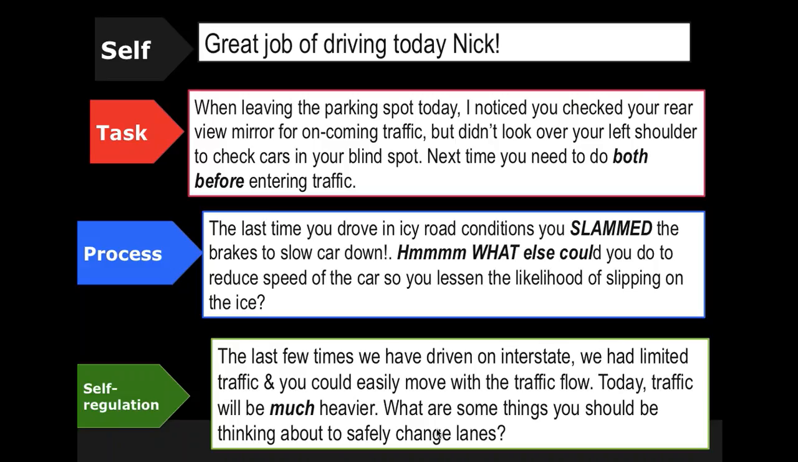Great job, Nick. Doesn't tell him what he did right or wrong. So again, we can think about how we apply this in real life. I talk about process feedback a lot in terms of asking questions. Those of you that have children probably at some point in time have said, what were you thinking?